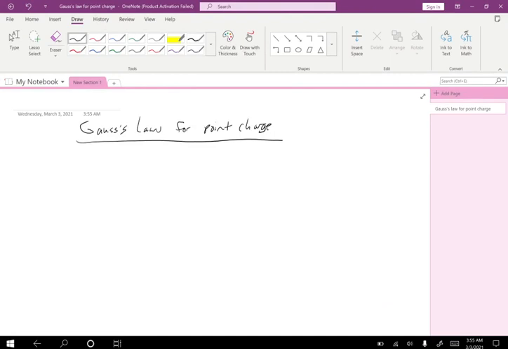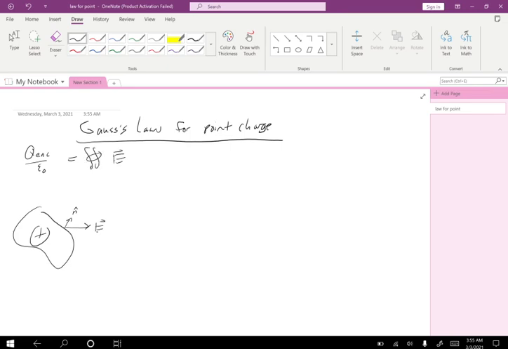Okay, in this video I'm going to talk about Gauss's law, which we recall says that the charge enclosed by a surface is actually determined by the electric flux through that surface. And I'm just going to show that it actually works for a point charge.